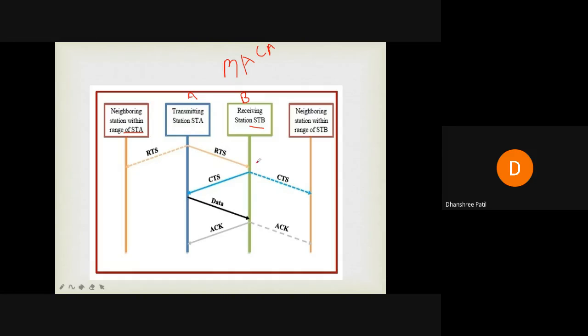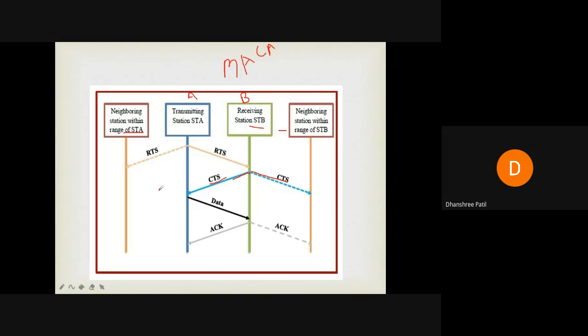Now obviously the other station will understand that A wants to communicate with B, so only B will respond to A. It will send a message, CTS, that is clear to send. When B responds, it sends this clear to send message to A as well as to the other neighbors within the range of B. You can see here CTS is sent to A as well as to this one here also.